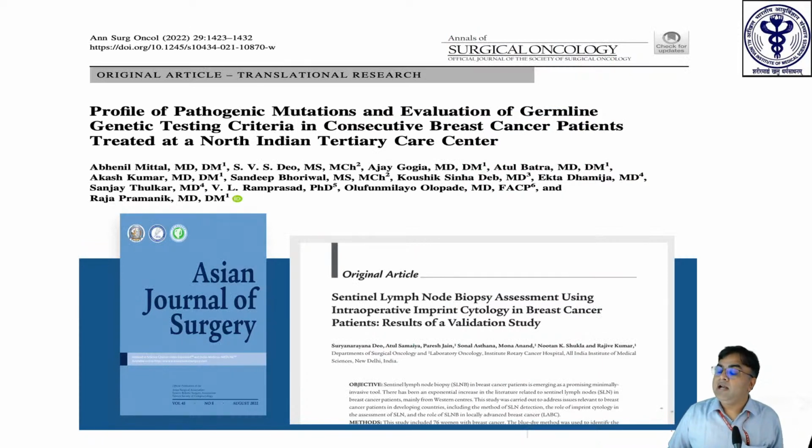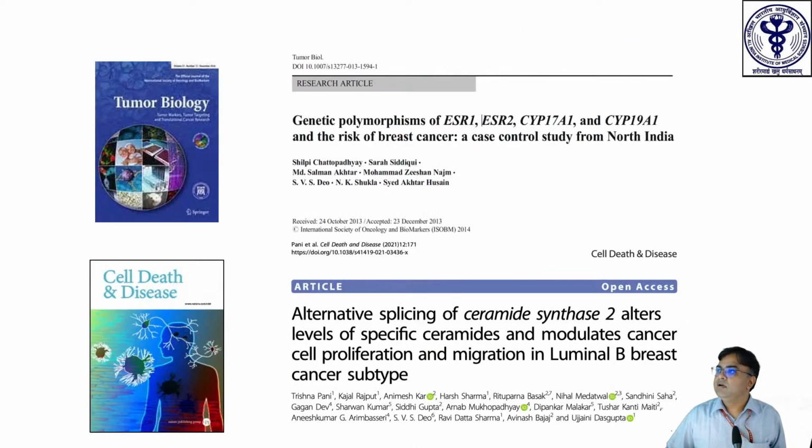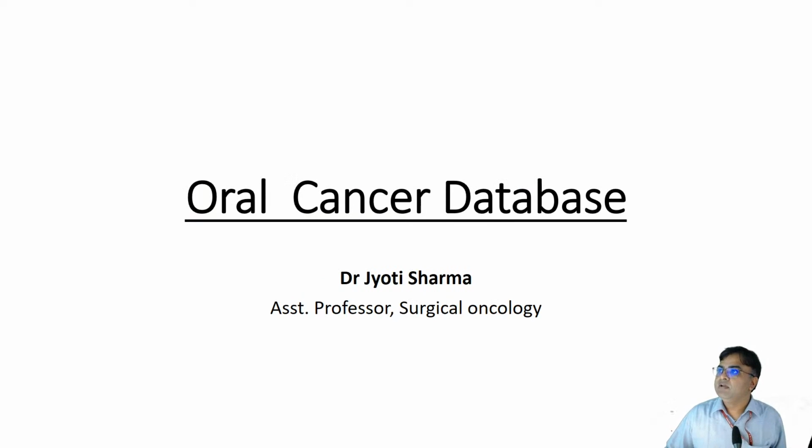These are some highlights in coordination with interdepartmental work: profile of pathogenic mutations and evaluation of germline genetic testing in breast cancer. We saw that almost 80% of the patients we screened over the years were positive for BRCA genes. Similarly, this is a landmark paper, sentinel lymph node biopsy assessment using imprint cytology. With the blue dye technique and imprint cytology, we see almost 98% accuracy. So these are the journals and basic science research papers. And I will call Dr. Jyoti. Thank you.